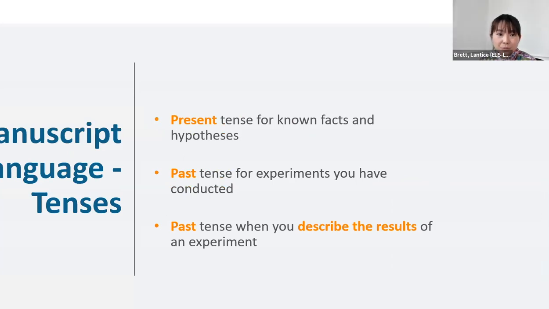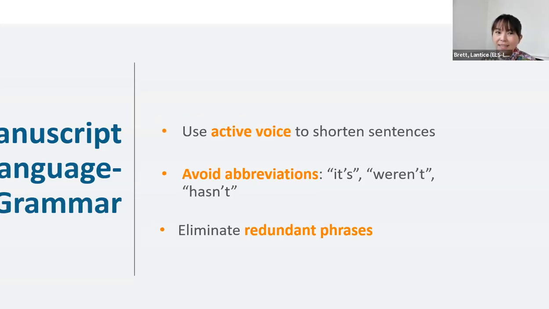And use present tense for known facts and hypotheses. Past tense for experiments you have conducted. Past tense when you describe the result of an experiment. And use active voice to shorten your sentences. Avoid abbreviations and eliminate unnecessary redundant phrases.